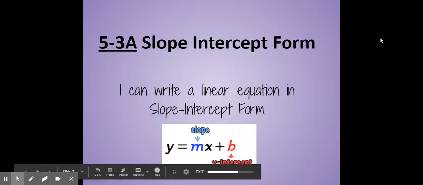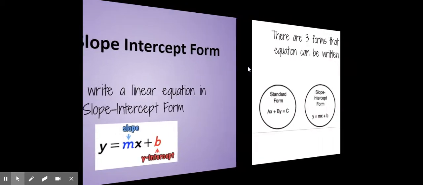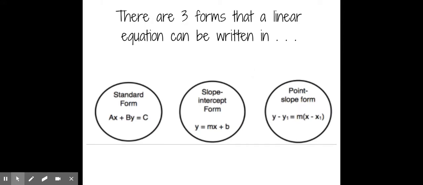Hi there, welcome to lesson 5.3a, slope-intercept form. Our goal is to be able to write a linear equation in slope-intercept form. So that means write it as y equals mx plus b. There are three forms to a linear equation.